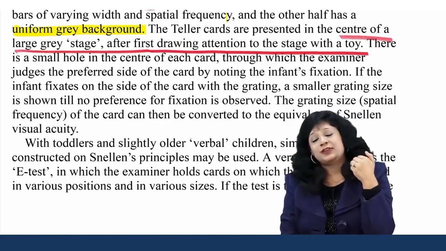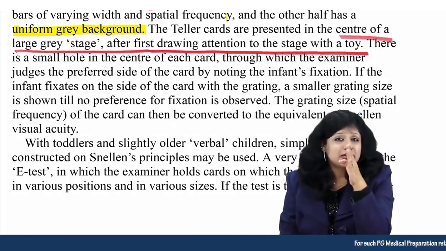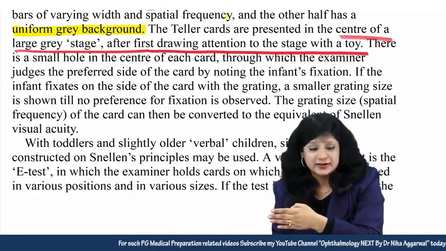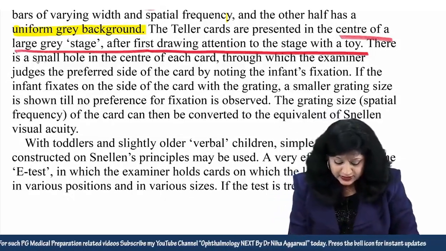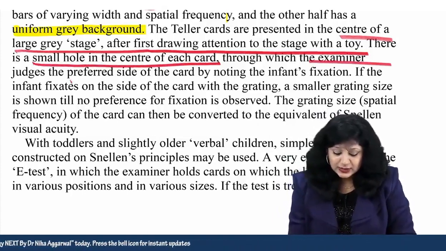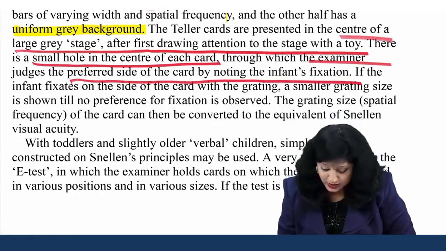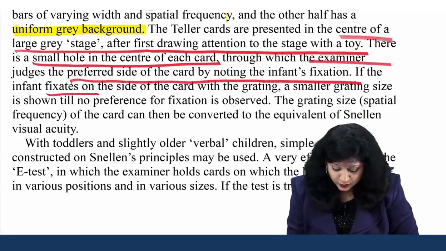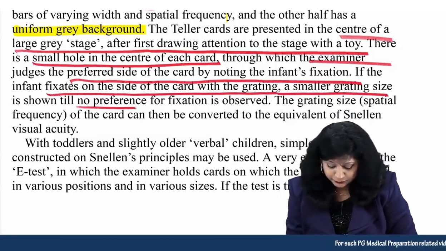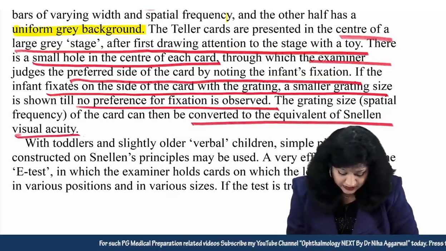whether the child is actually having a preference towards that gray board or towards that stripes. Okay, so see, there is a small hole in the center of each card through which the examiner will judge the preferred side of the card by noting the infant's fixation. So that we have to do. If the infant is fixating on the side of the card with the grating, a smaller grating size is shown till no preference is observed. The grating size can be converted into the equivalent of Snellen's visual acuity chart.